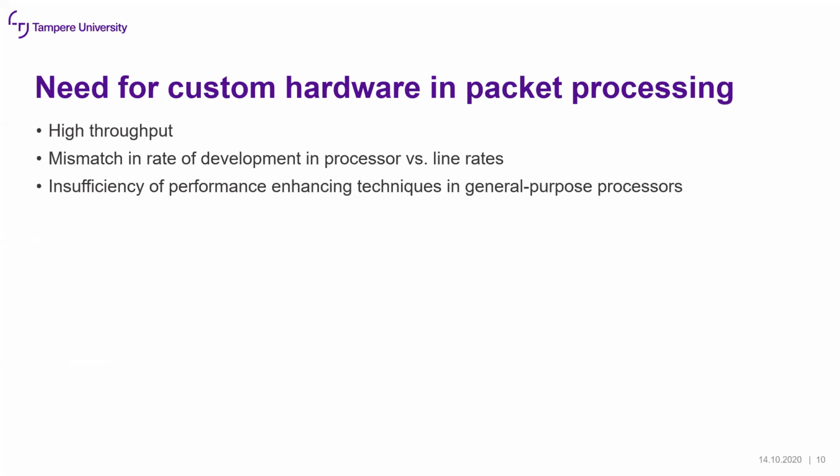Then we have this important question of why we need custom hardware for this purpose. And the answer is that because of its high throughput nature, and also the fact that the development in line rate in the physical layer has surpassed the developments in processor speed. So we need custom hardware. And also, although current general purpose processors are very powerful today, the performance enhancing techniques they use are not very helpful in the packet processing domain.